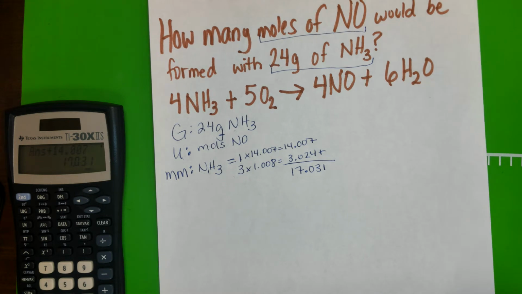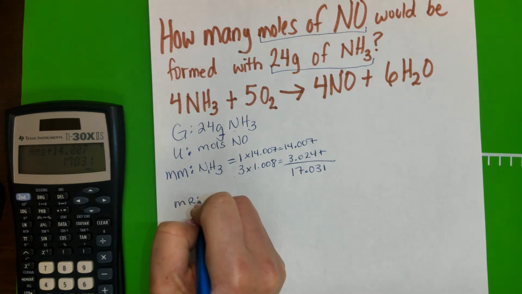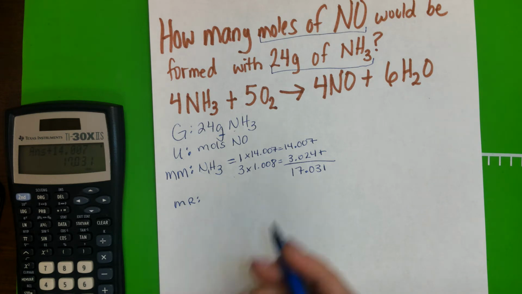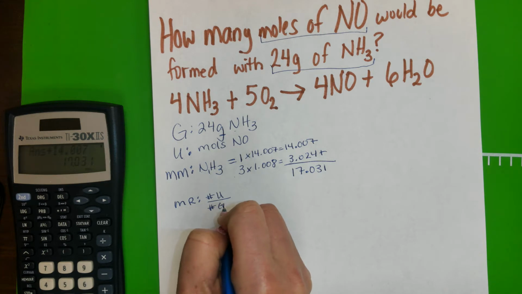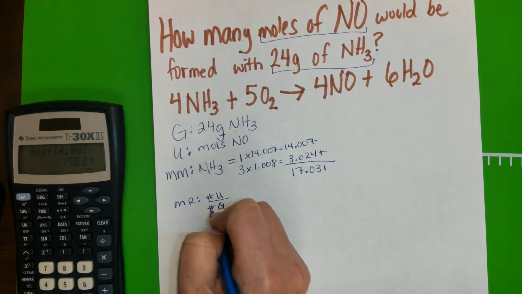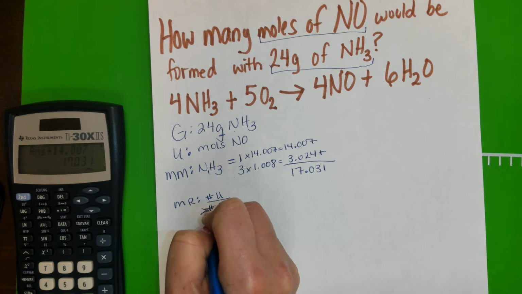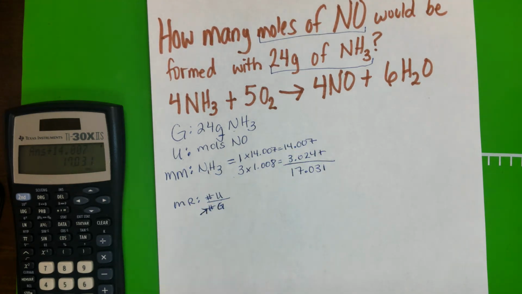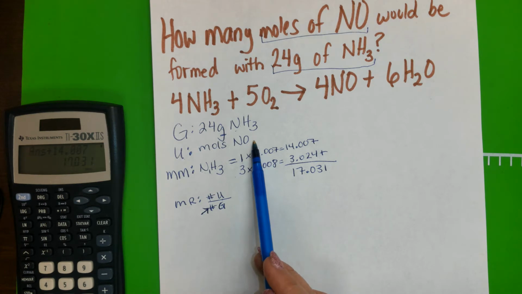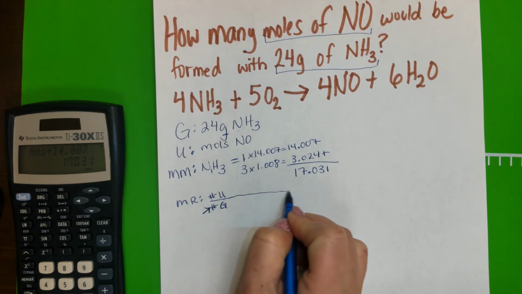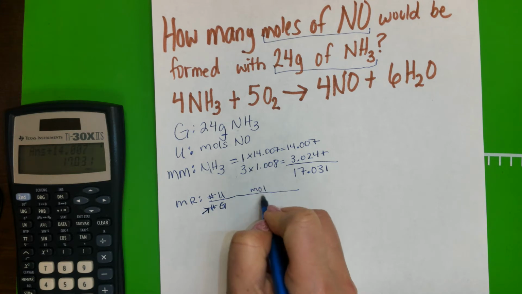Now let's go ahead and do the last part, mole ratio. The mole ratio is based on the number and the unknown, and the number and the given. So what do I mean by number? The number will be from the equation, and the unknown and given will be from the U and the G. Okay, so let's start by saying that mole ratio is always going to be mole over mole, no matter what.